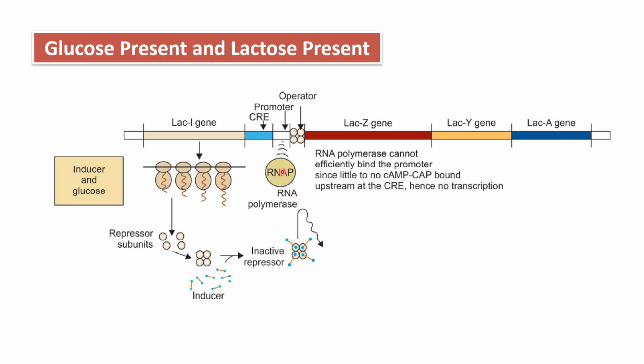The RNA polymerase can do the transcription, but due to the absence of the catabolite activator protein, which is produced only when the glucose is low, and since glucose is present here, the binding to the promoter is not taking place and no transcription is taking place.